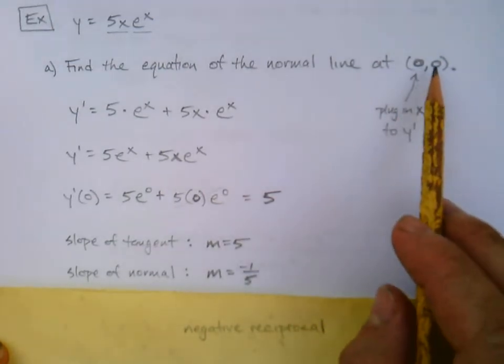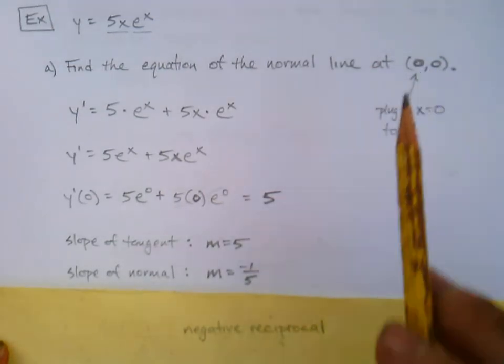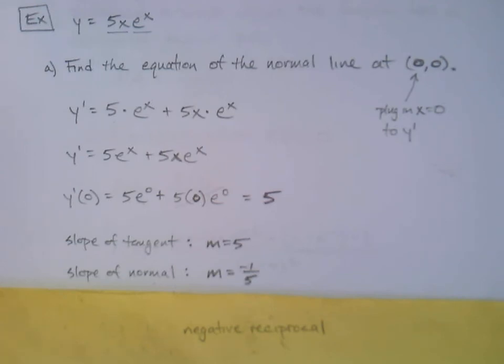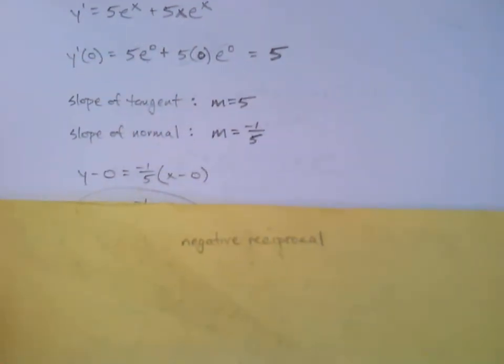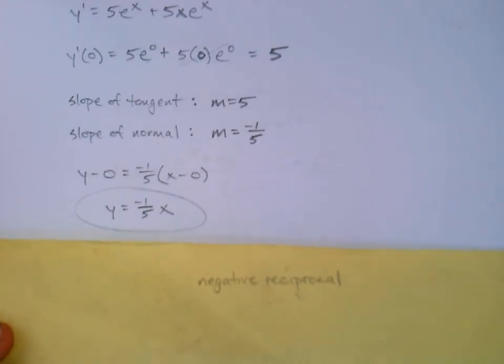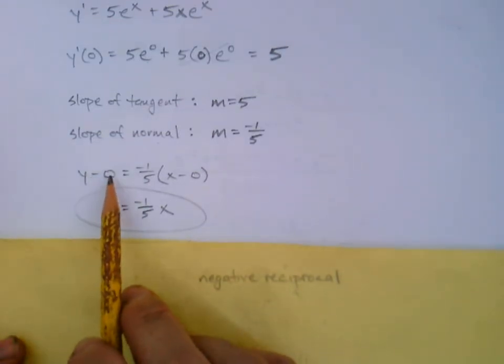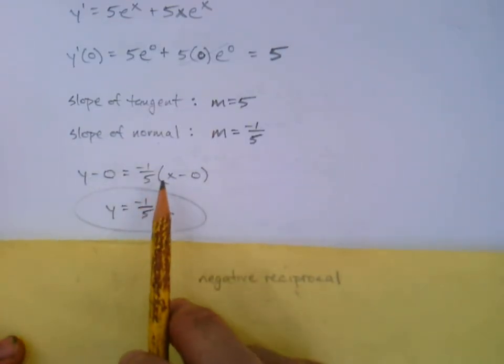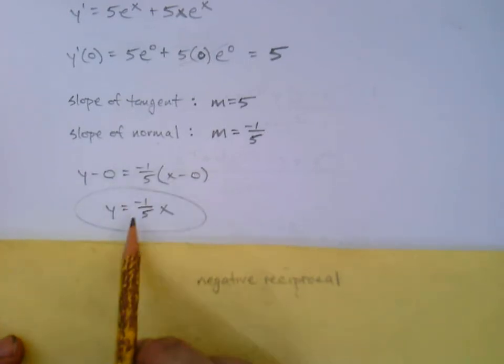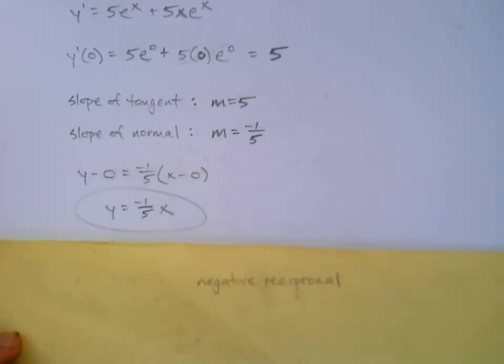We also know it passes through this point, (0, 0). They both pass through that point. So here we're going to wrap things up for part A. For the equation of our normal line, we can start with the point-slope form: y minus 0 equals negative 1/5 times (x minus 0). We simplify easily to y equals negative 1/5 x.